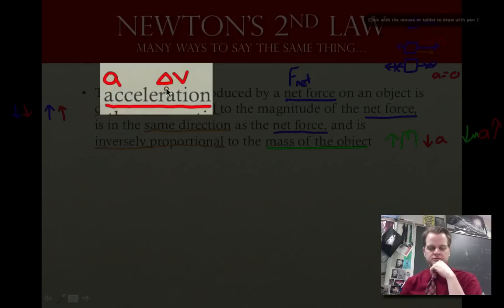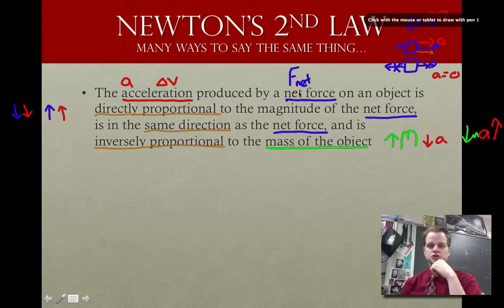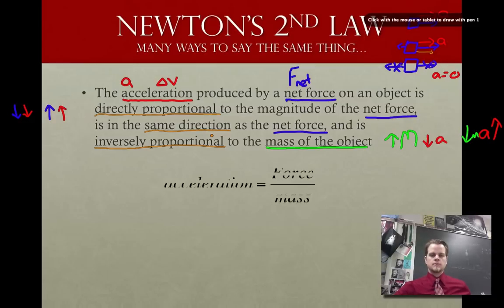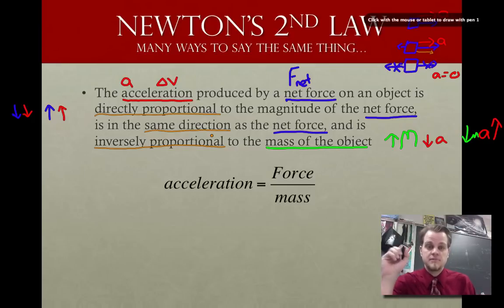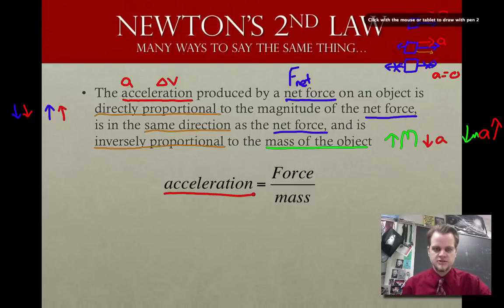Now, the acceleration, the amount of velocity change produced by a force, is directly proportional to the magnitude of the net force, is in the same direction as the net force, and is inversely proportional to the mass. Now, let's look at this mathematically. What do we get? The acceleration equals force divided by mass. So the amount that it accelerates is directly proportional to the net force. It's proportional to the force, so that's why it's on top.